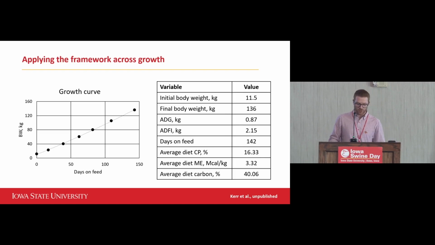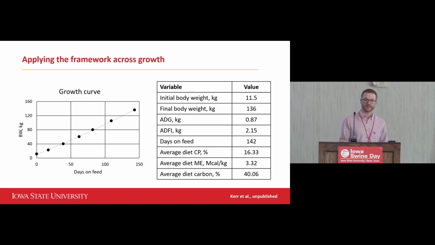We used just a commercial growth curve here. We started at the last phase of the nursery, so about 12 kilos, and went to market, so 136 kilos. This is just a growth curve, and the points between are the time of the feed phases that we simulated. We assumed an average daily gain of 0.87 kilos, just over 2 kilos of feed intake, and about 142 days on feed. Diet average crude protein is about 16, metabolizable energy just over 3.3 Mcals.